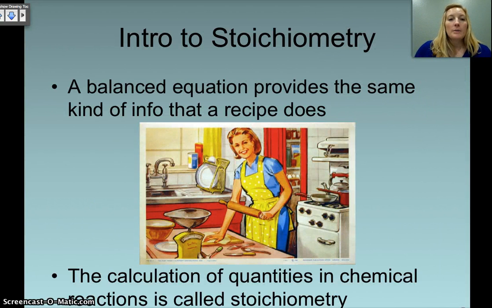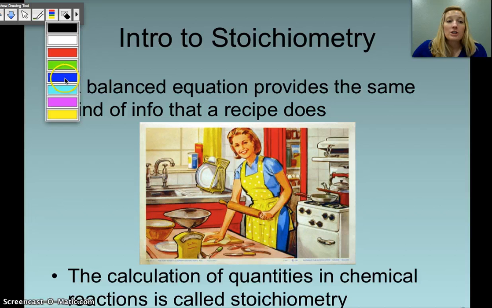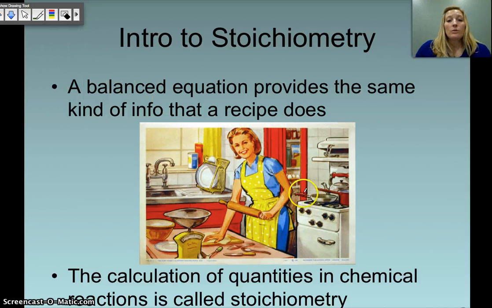So all stoichiometry is using balanced reactions and the ratios that you find in there to get from one species in a reaction to the other. You can look at a reaction kind of like a recipe. A recipe does the exact same thing. It tells you how many of what ingredient to put with how many of another ingredient to get the product that you want to make.